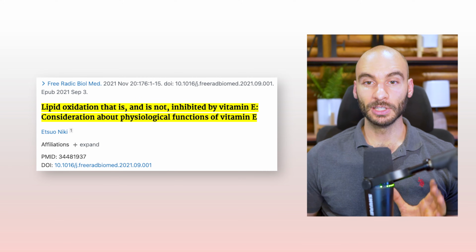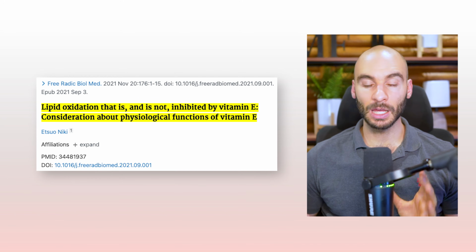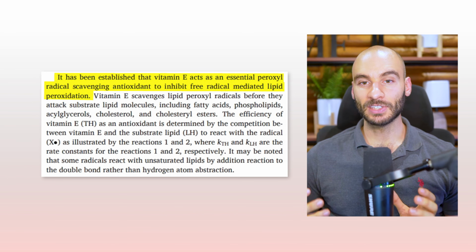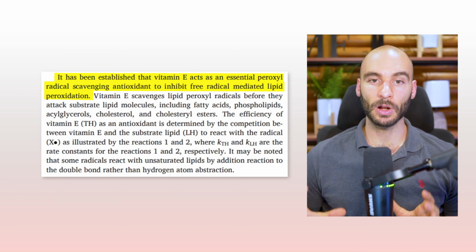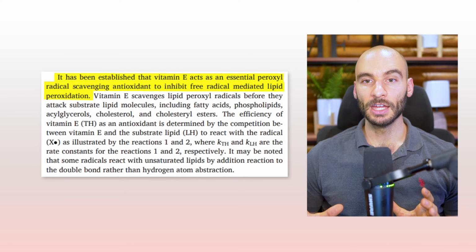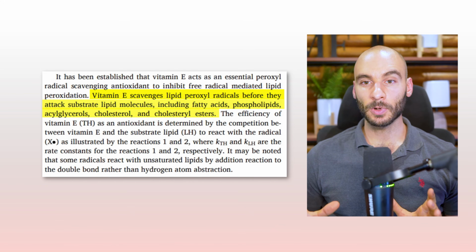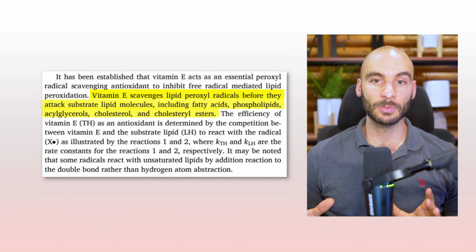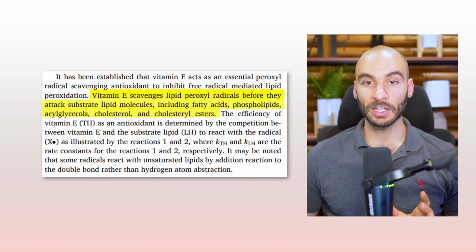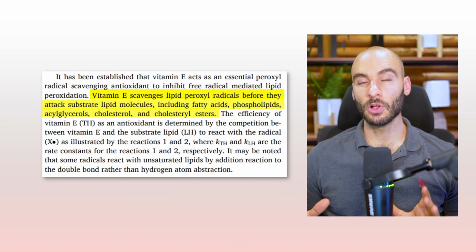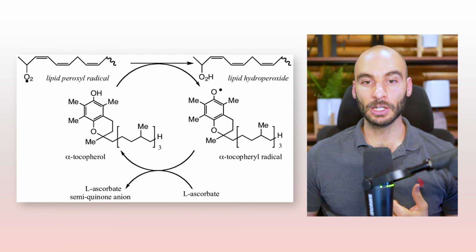And so I have a quote here. It's lipid oxidation that is and is not inhibited by vitamin E. And they say it has been established that vitamin E acts as an essential peroxyl radical scavenging antioxidant to inhibit free radical mediated lipid peroxidation. So it basically blocks lipid peroxidation. Vitamin E scavenges lipid peroxyl radicals before they attack substrate lipid molecules, including fatty acids, phospholipids, acylglycerols, cholesterol, and cholesterol esters. So the vitamin E can protect against the different fat components of our bodies from being damaged by lipid oxidation.